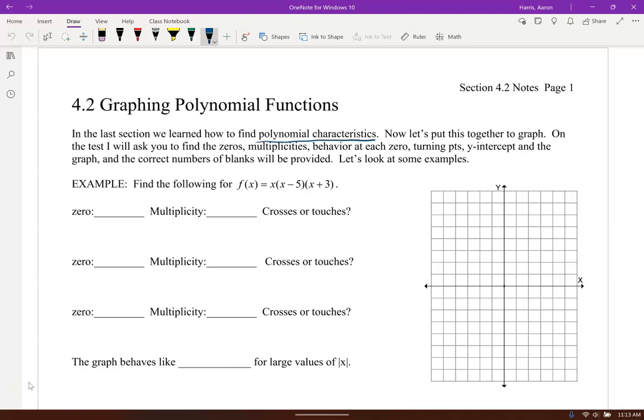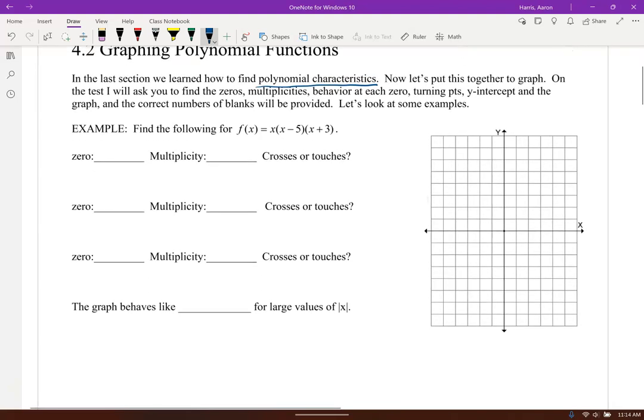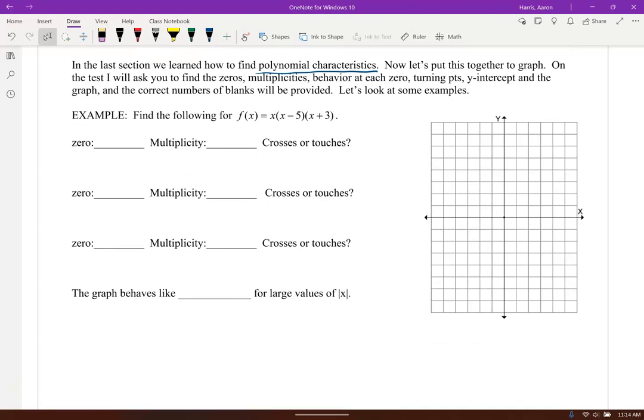Last time we talked about the characteristics of polynomials, such as how many terms they may have. So they'll have up to n minus 1 turns. And then we talked about end behavior, and we talked about zeros and their multiplicity. So we'll revisit quite a few of those concepts today. Let's take a look at this first example here.